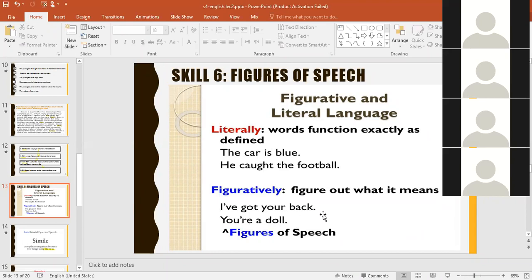Look at the second example. You're a doll. Do you mean that she is really a doll? A real doll? No, we mean that she looks like a doll. She's cute, she's beautiful, and so on. So this is the difference between literal language and figurative language.